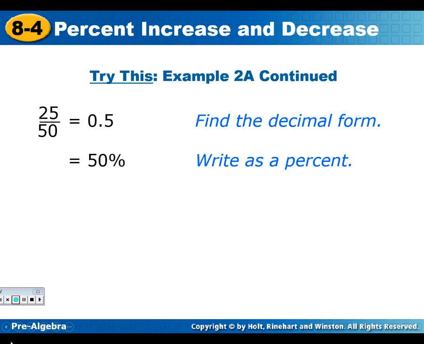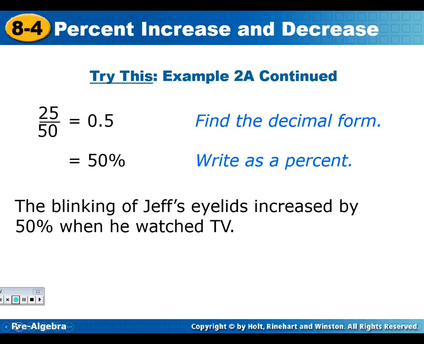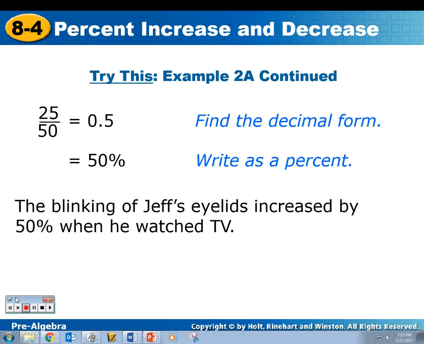I don't like it when they just put 50%. All right, so think about that, and here we go, Jeff's. The nice way here is they put it in a nice sentence answer: the blinking of Jeff's eyelids increased by 50% when he watched TV. This probably happens to a lot of us, we just don't realize it.